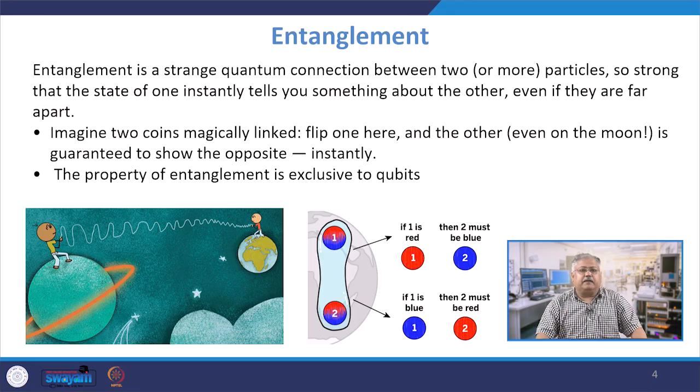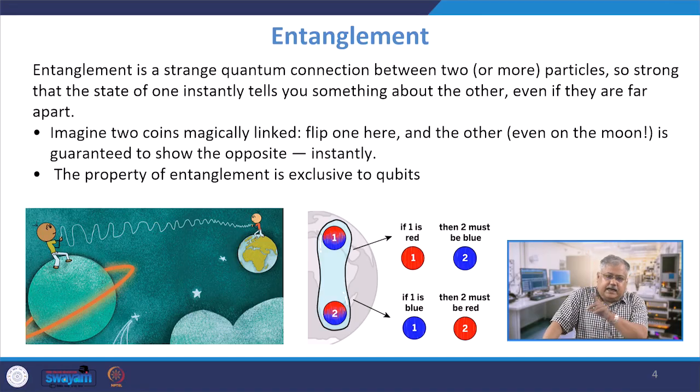So this is entanglement, a very strange operation of quantum connection between two particles, where the state of one instantly tells you something about the other even if they are far apart. Let us imagine that one state is on Earth and another state is on the moon. There are two coins, for example, magically linked such that by flipping the coin on Earth, you can extract the value of the state of the coin on the moon.